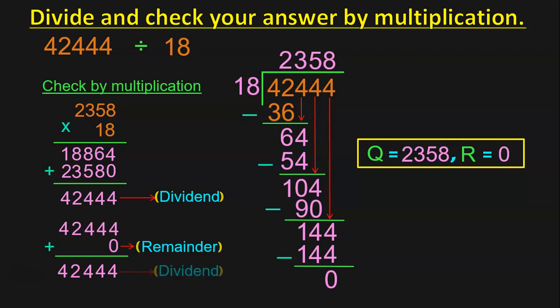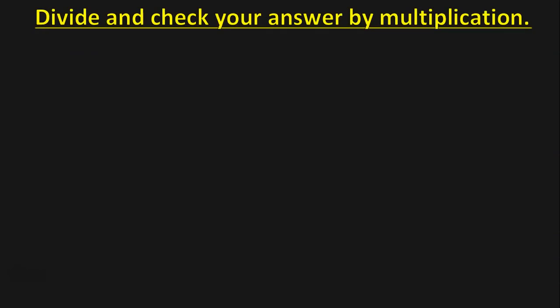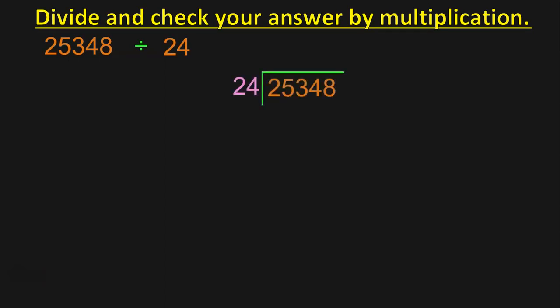Let us do more sums for better understanding. Divide and check your answer by multiplication. 25,348 divided by 24. Okay, let us see. The first digit is 2, which is smaller than 24. So you will take 25 as the first set of digits. Now 24 into 1 is 24. Balance is 1. Take the next digit and put near the remainder. So you get 13. 13 divided by 24 cannot be done because 13 is lesser than 24.